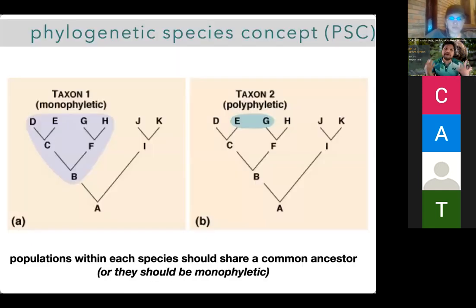So I could present to you the third and newer concept called the phylogenetic species concept, in short PSC. Basically it uses that same concept that we learned before about monophyletics. The population of each species should share a common ancestor, or they should be monophyletic. Basically, the species is a monophyletic group.